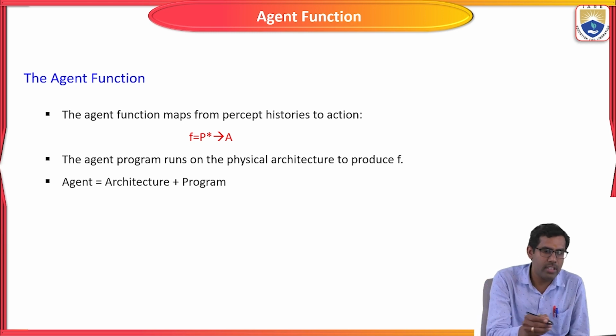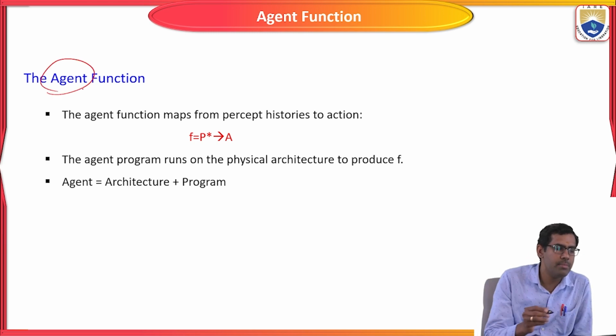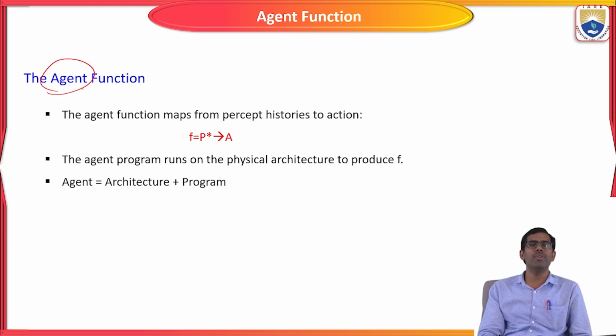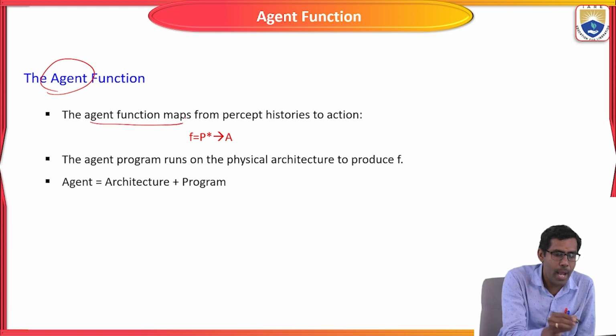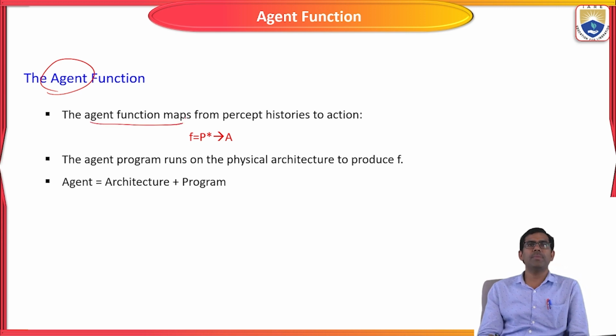In the previous section, I said what is the exact meaning of agent, why we are going to use agent, and what the main purpose is, focusing on the agent in artificial intelligence. So here, what does the agent function mean? The agent function maps from perception histories to the actions.